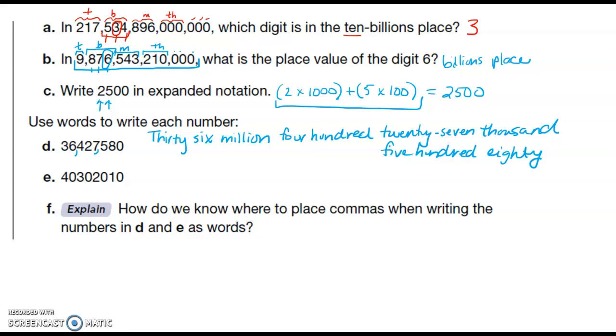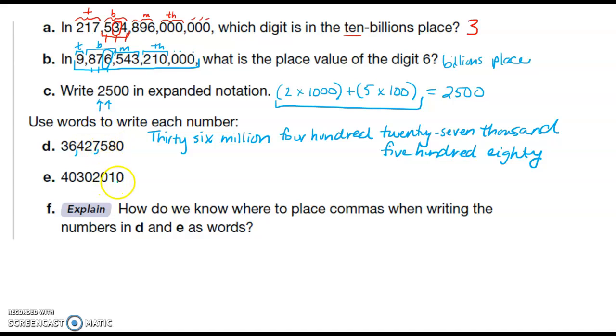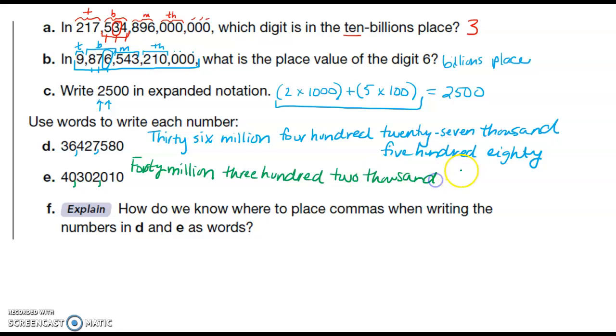Okay, that's a lot of words, and I know that's a lot of writing for math, but definitely something that we need to learn. Again, on E, I'm going to go ahead and put my commas in. So I have 1, 2, 3, 1, 2, 3, and I have 40 million, 300, 2,000, 10.